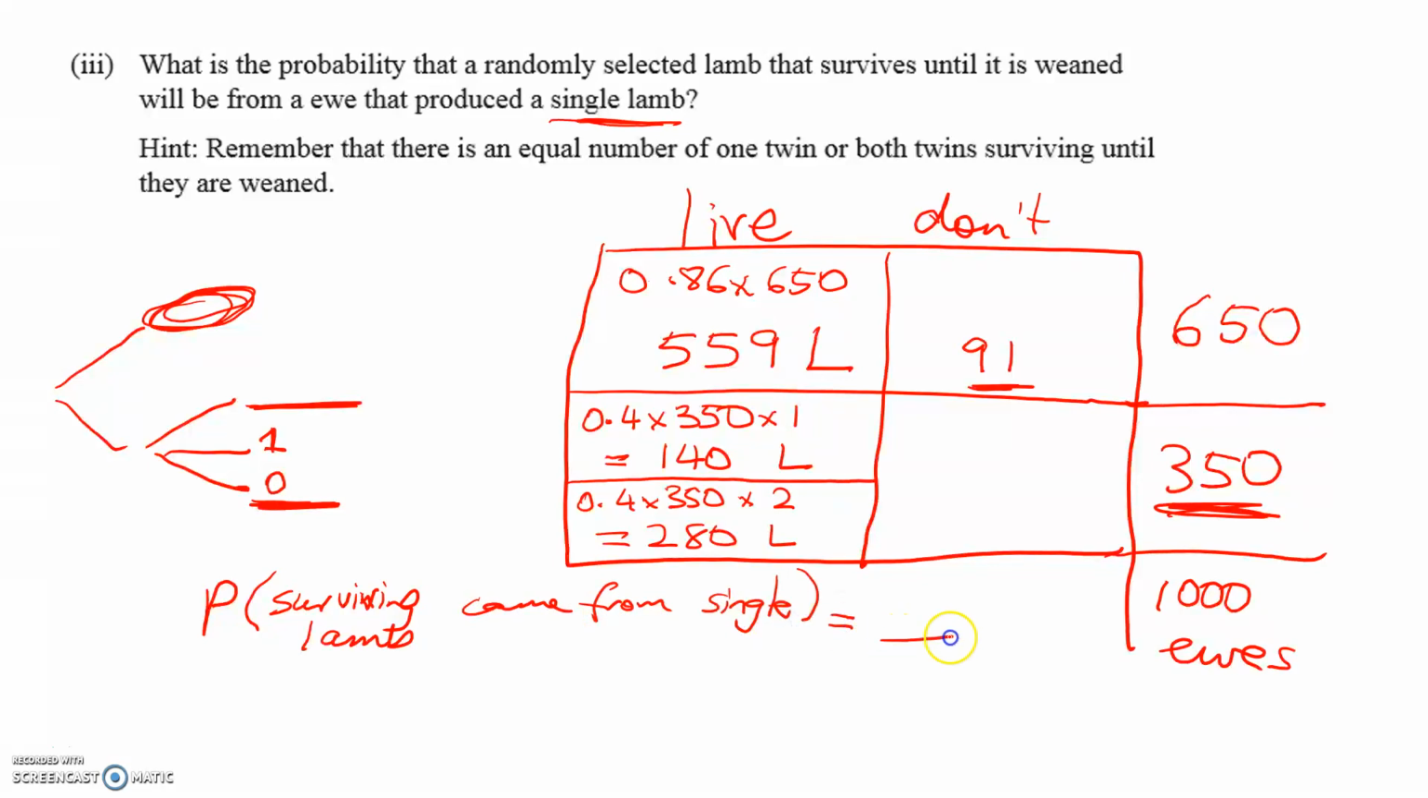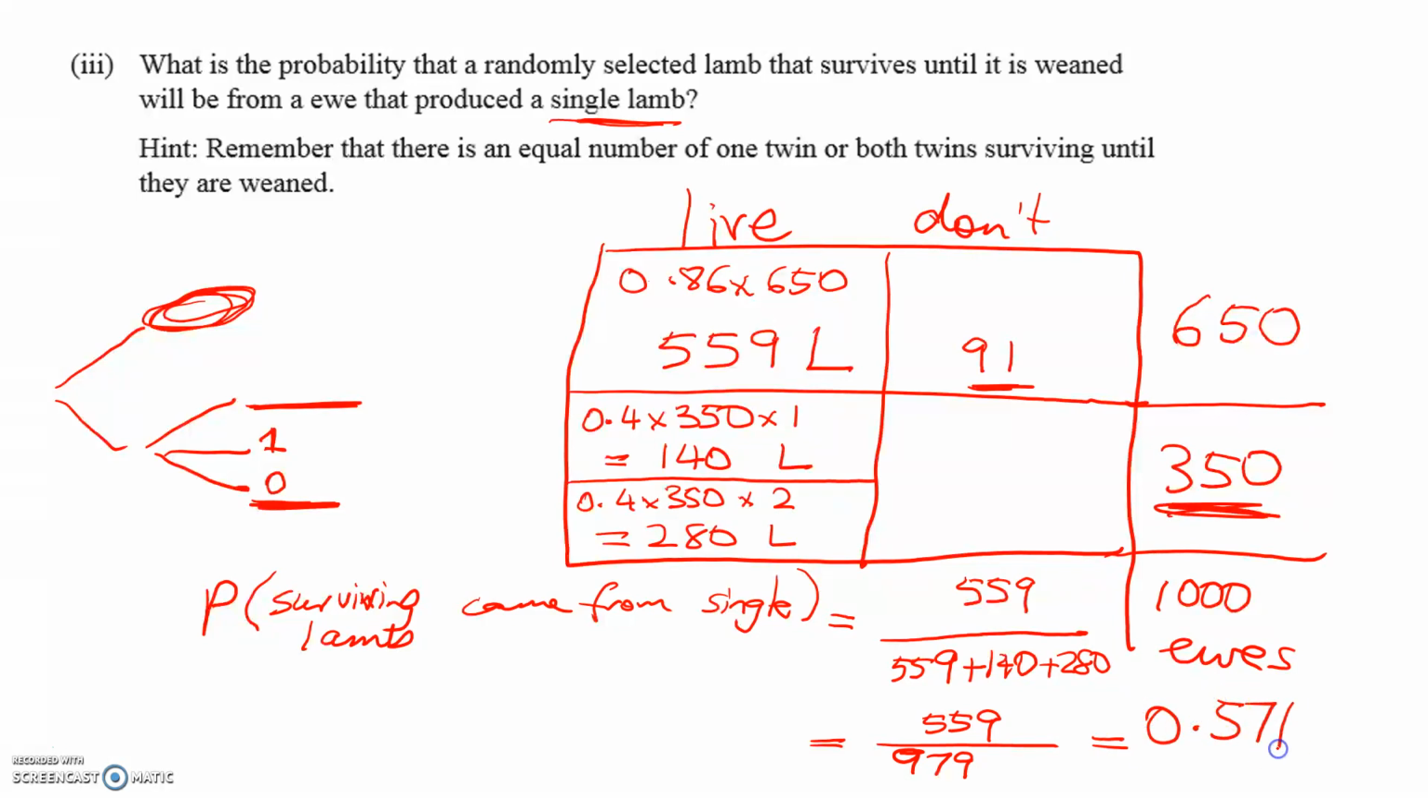So how many surviving lambs have we got? Well, we've got 559 plus 140 plus 280, and 559 of those came from a single birth. So that works out to be 559 over 979, which is 0.571.